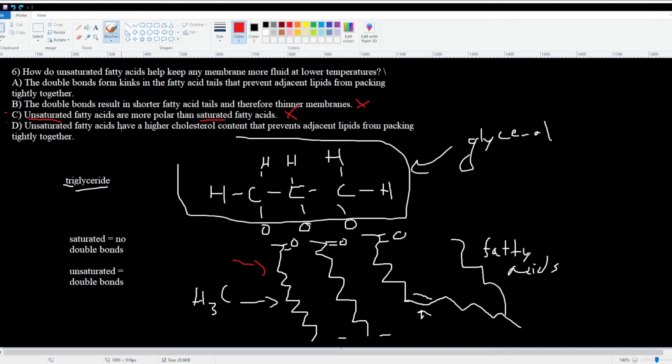How about D? "Unsaturated fatty acids have a higher cholesterol content that prevents adjacent lipids from packing together tightly." Well, do you see a cholesterol here? What does cholesterol look like? Cholesterol has a sort of multi-ring structure.